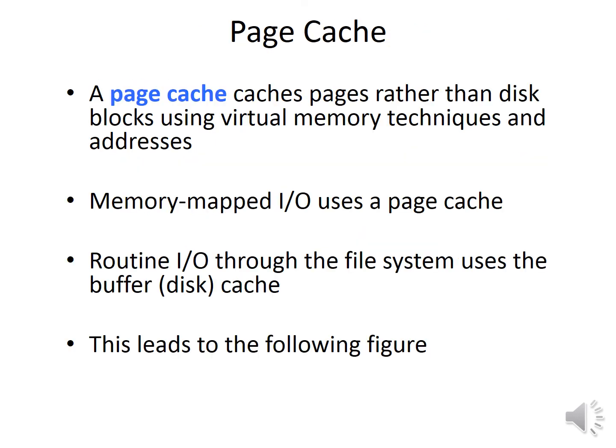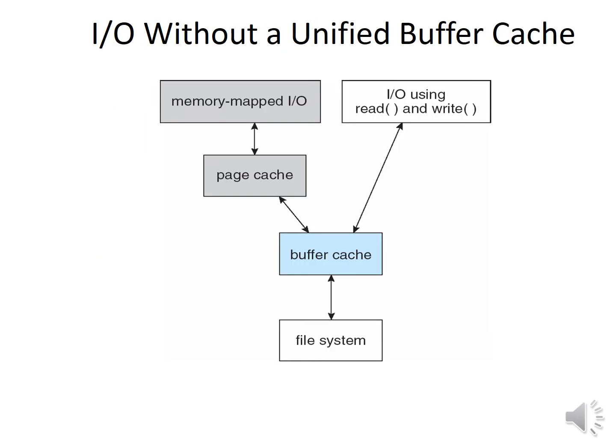Page cache: it caches pages rather than disk blocks, using virtual memory techniques and addresses. Memory-mapped I/O uses a page cache. Routine input output through the file system uses the buffer cache or the disk cache. This leads to double caching with I/O without a unified buffer cache. You will be having the buffer cache and the page cache, using memory-mapped I/O and I/O using read and write.